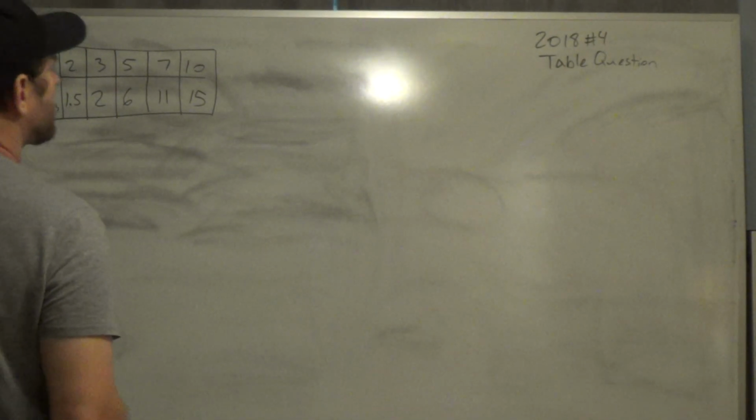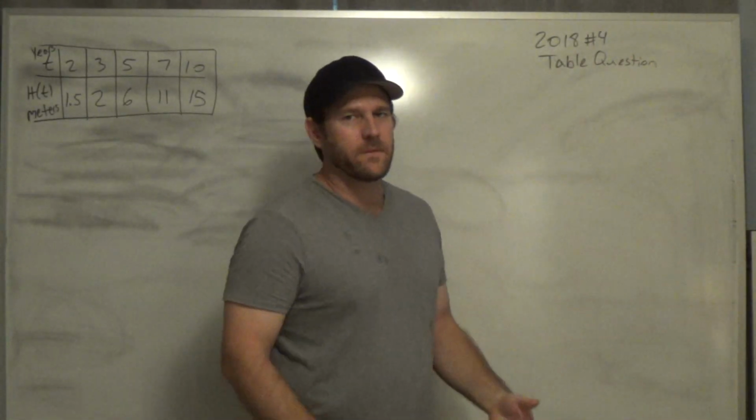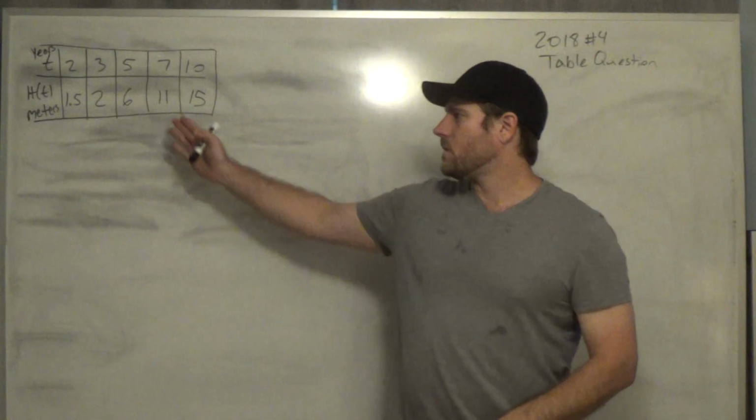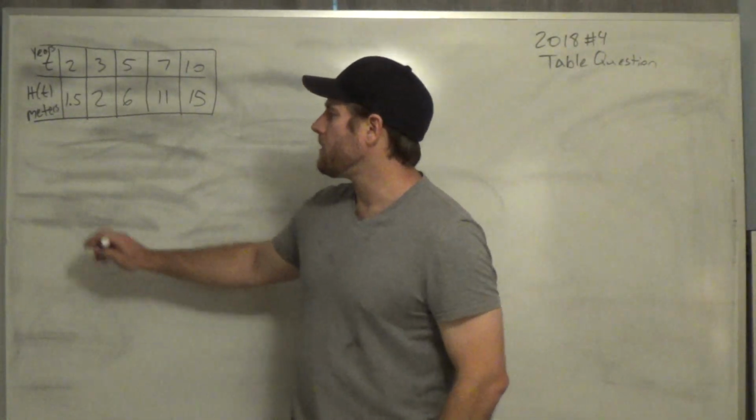We are looking at question 2018, number 4. It's a table question. There are several types of table questions, but this is the one where they give you some data and ask you to move on from there. Anyways, so let's start with part A.